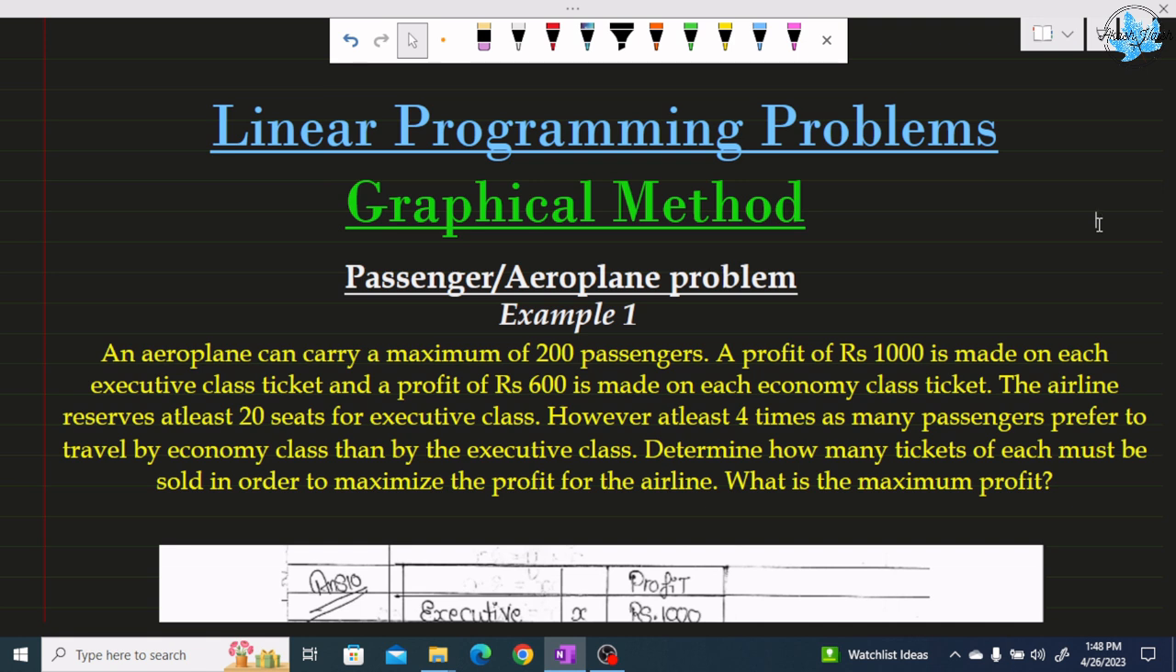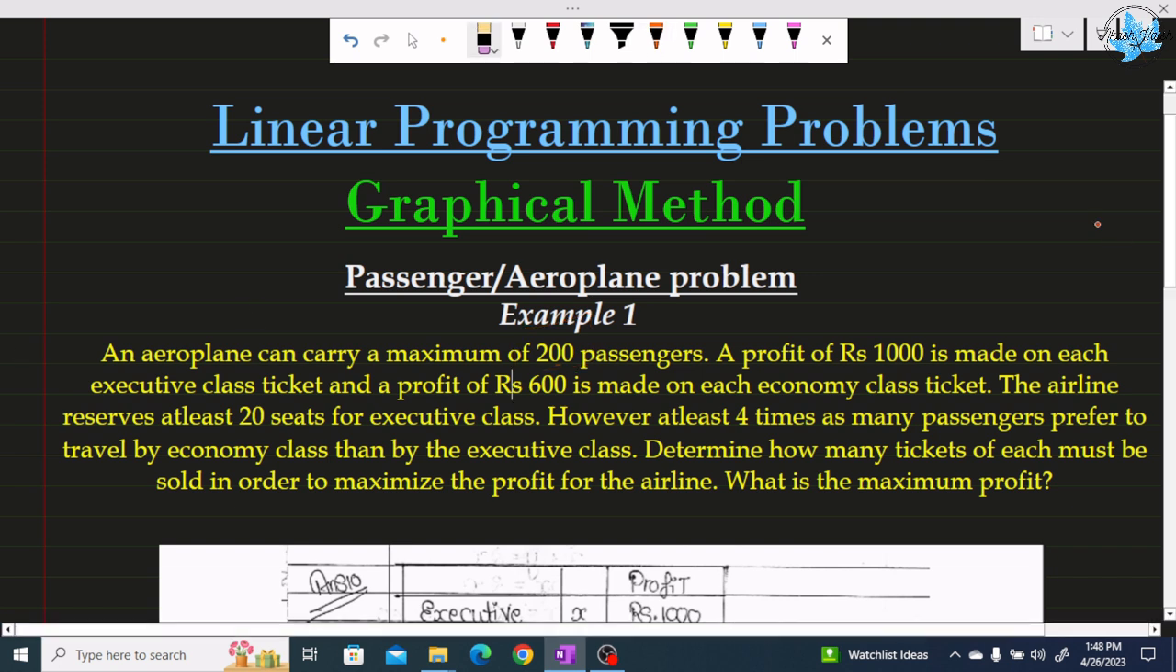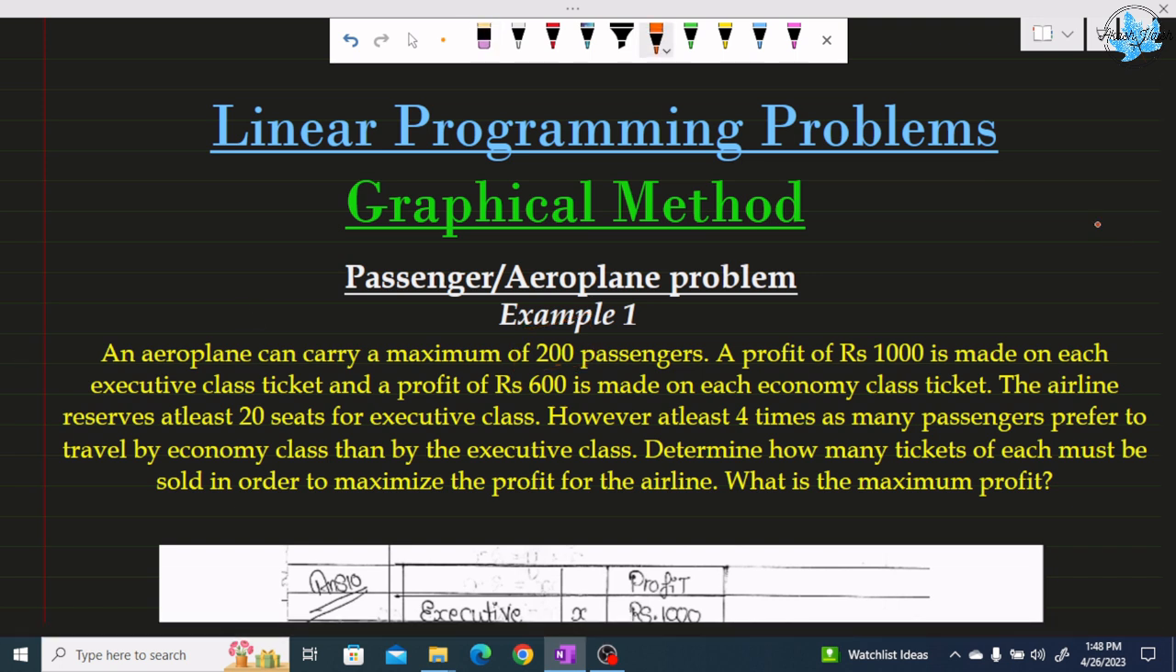It says that there is an aeroplane which can carry a maximum of 200 passengers, and there is a profit of rupees 1000 on each executive class ticket, and on each economy class ticket there is a profit of rupees 600. I hope you understood till the second line. The airline reserves at least 20 seats for executive class.